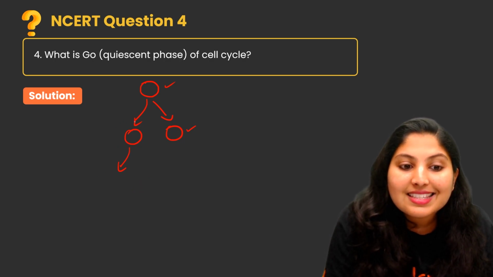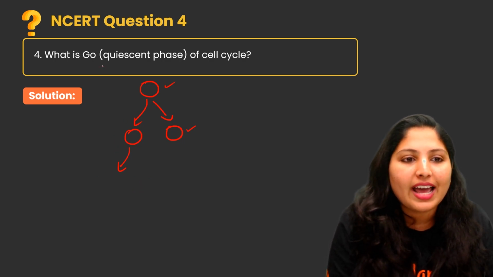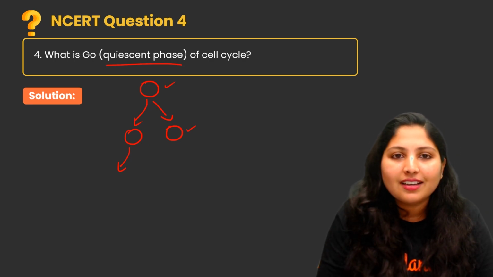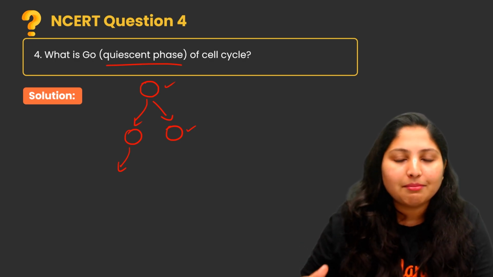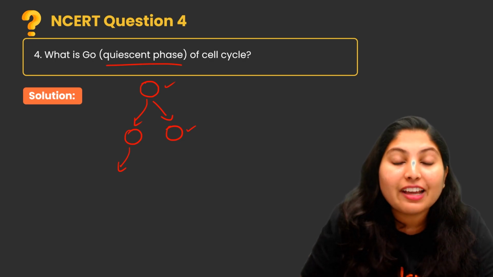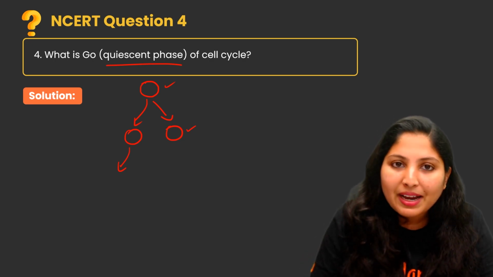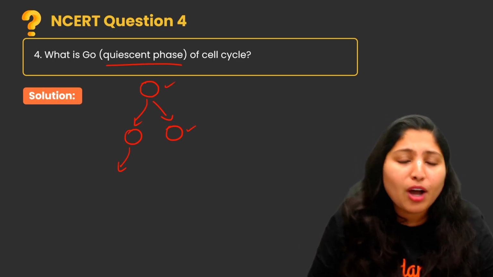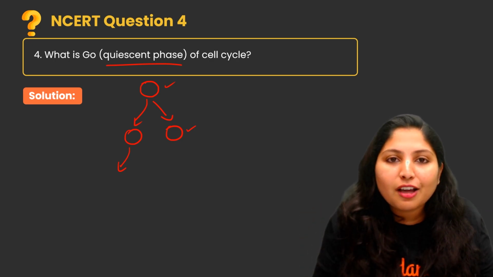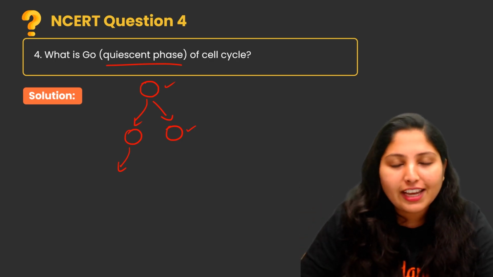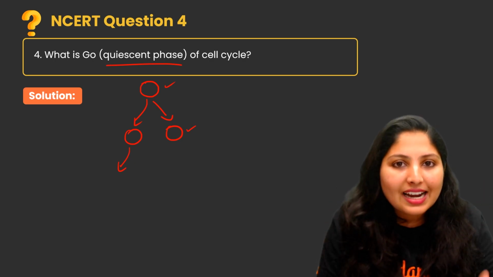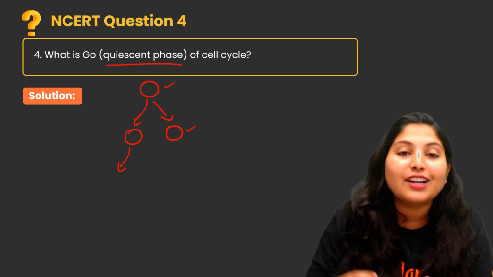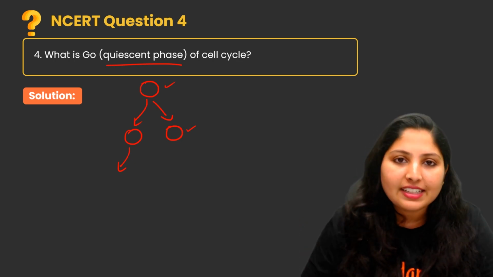This stage of the cell is known as the quiescent phase. Differentiation means the cell is taking on its function. The meristematic cell becomes xylem, phloem, parenchyma, collenchyma or sclerenchyma. This modification happening in the cell is known as differentiation. So the G0 cells undergo differentiation and produce different kinds of cells.